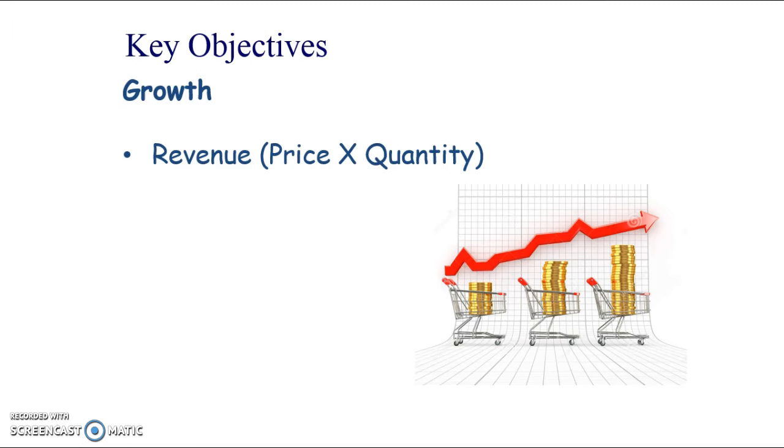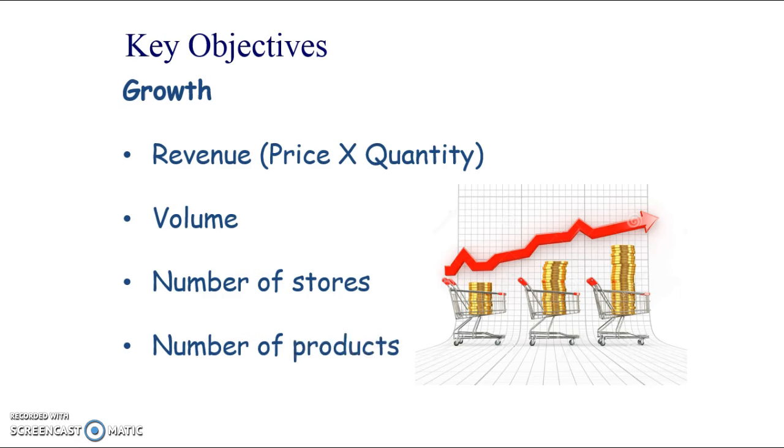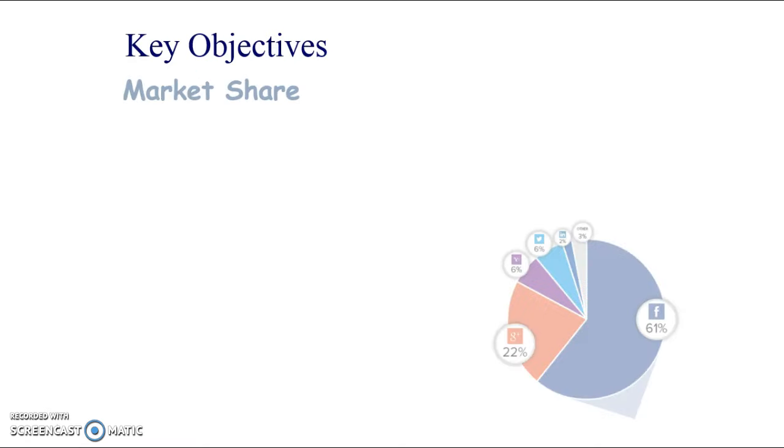So remember, revenue is price times quantity, the amount you sell times the amount you sell it for. Or it could just be volume, so actual physical products. You want to increase the amount you sell. Or it might be that you want to increase the number of stores that you have in different towns or cities or different countries around the world, or it might be that you want to increase the range of products that you have, so increase your product portfolio, product range. You may want to increase market share.